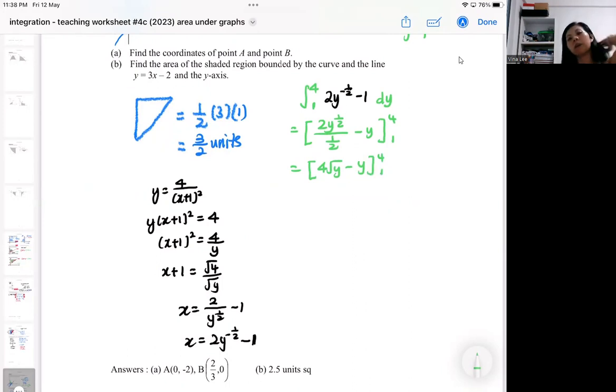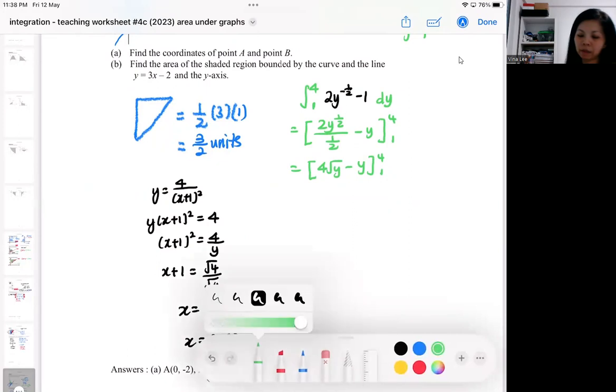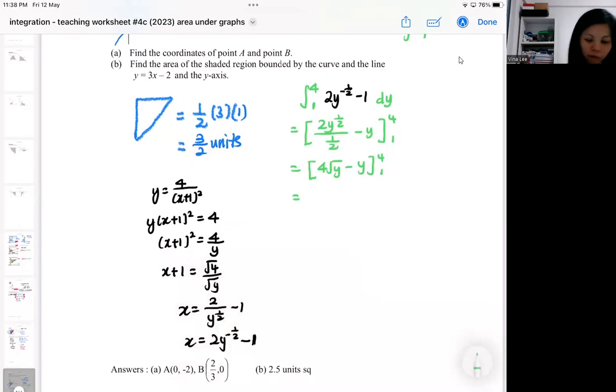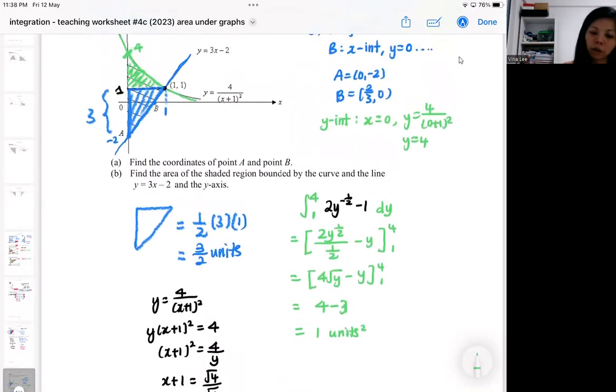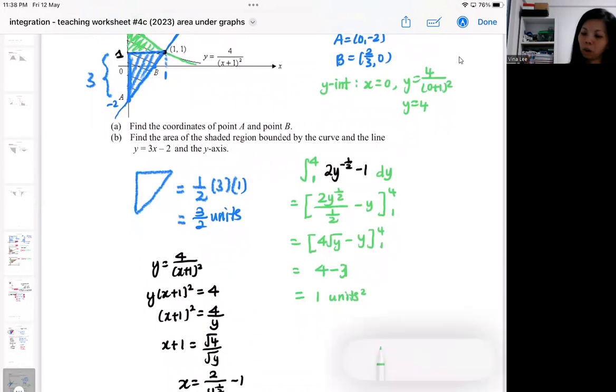Some students don't have the habit of simplifying. They don't like to simplify and they put in the top minus bottom in a very messy way, and they make careless mistakes. After this, I do my top minus bottom, I will get 4 minus 3. So the green part is only 1 unit squared. The blue part is 1.5. So the total shaded area will just be adding the blue triangle and the area under the graph.